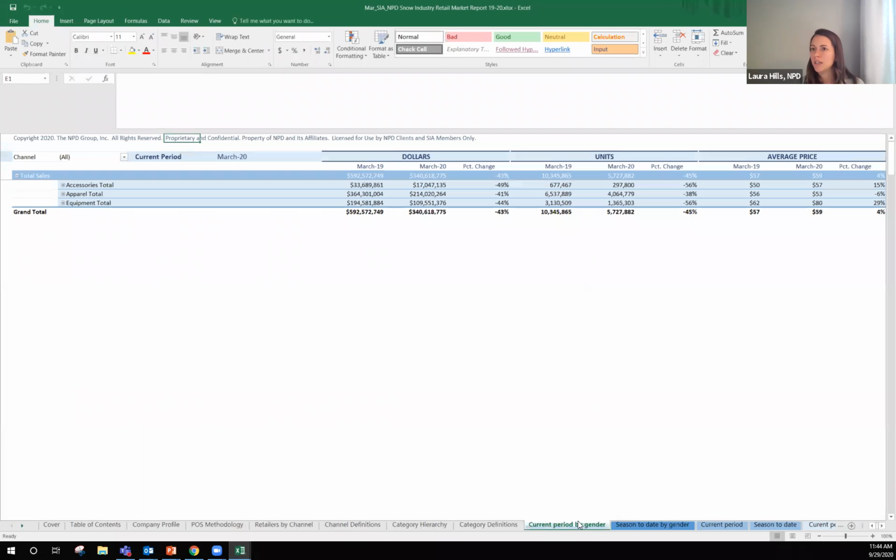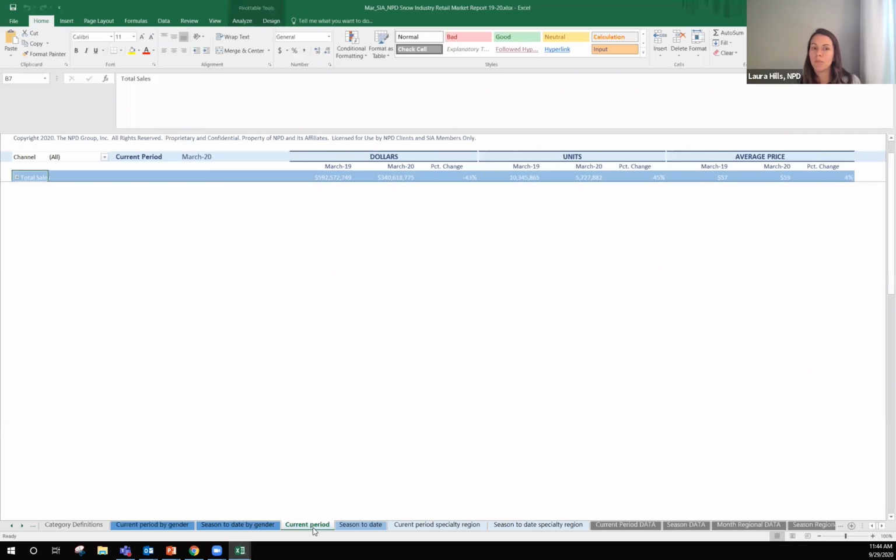And then jumping into the actual data tabs. The ones in blue here are the meat of the file and what you want to go to. The first one is current period by gender and season to date by gender. This is a good view to have, certainly, because men's and women's businesses perform very differently. So there's a good amount of detail that you can get when you have it separated that way.